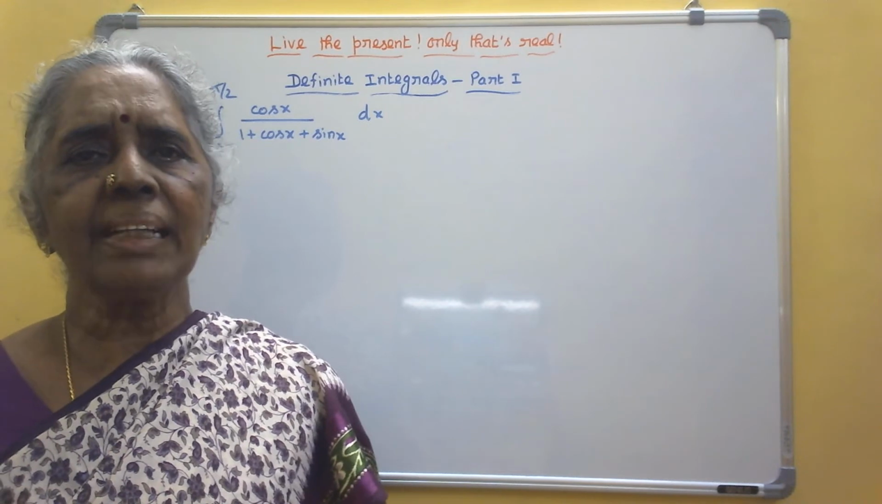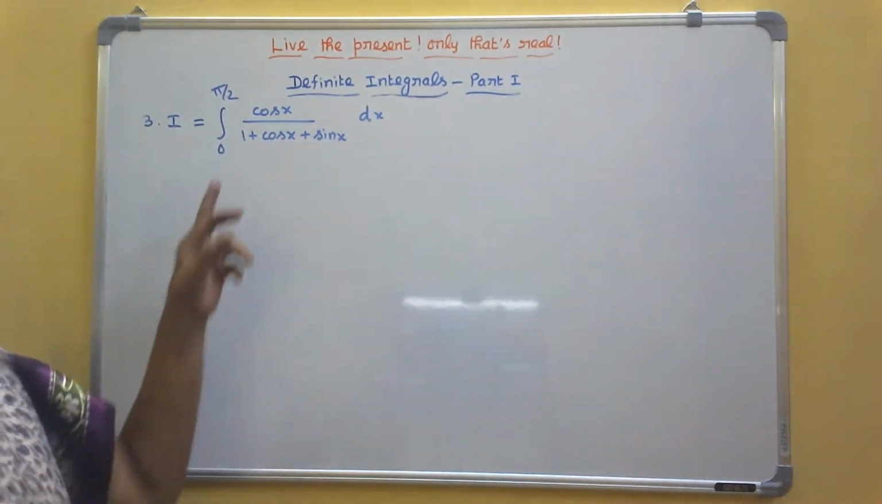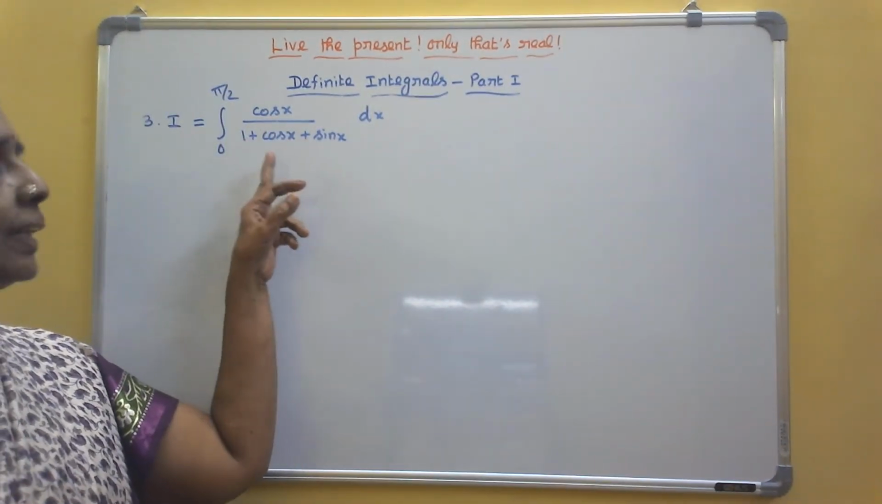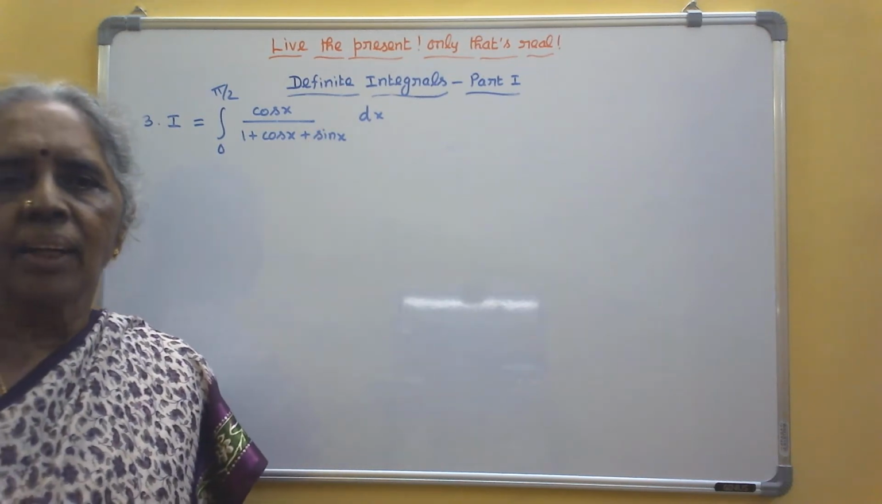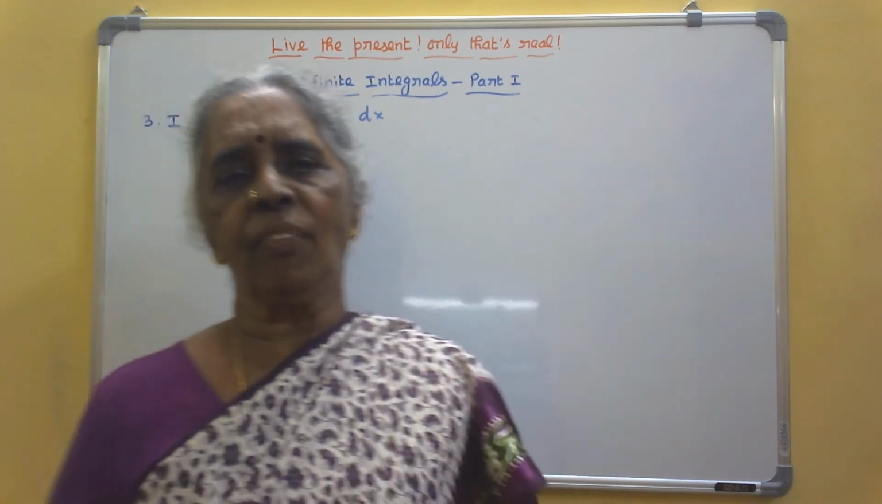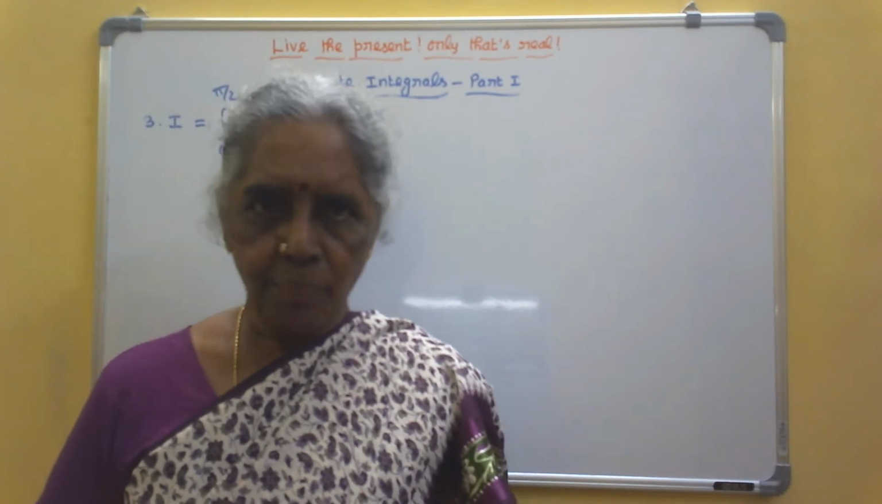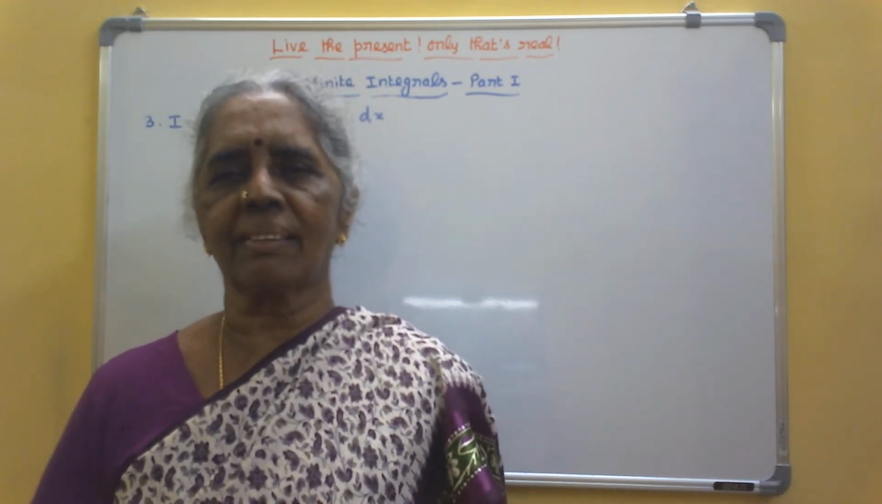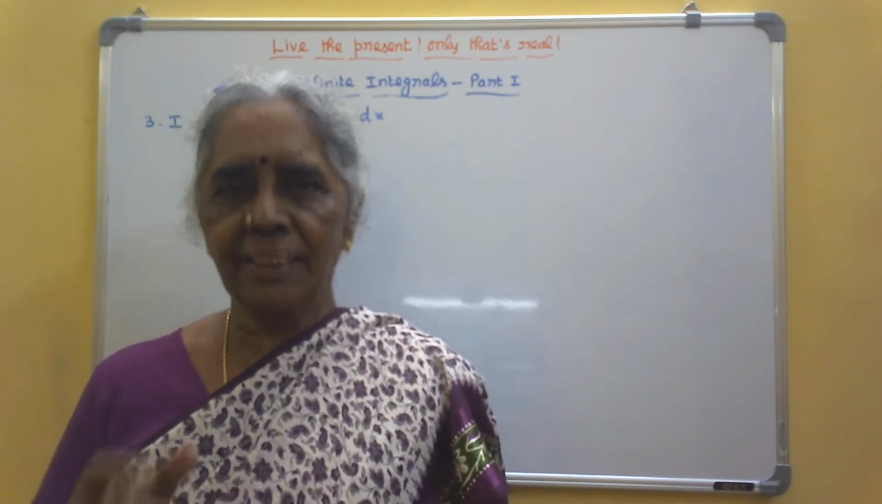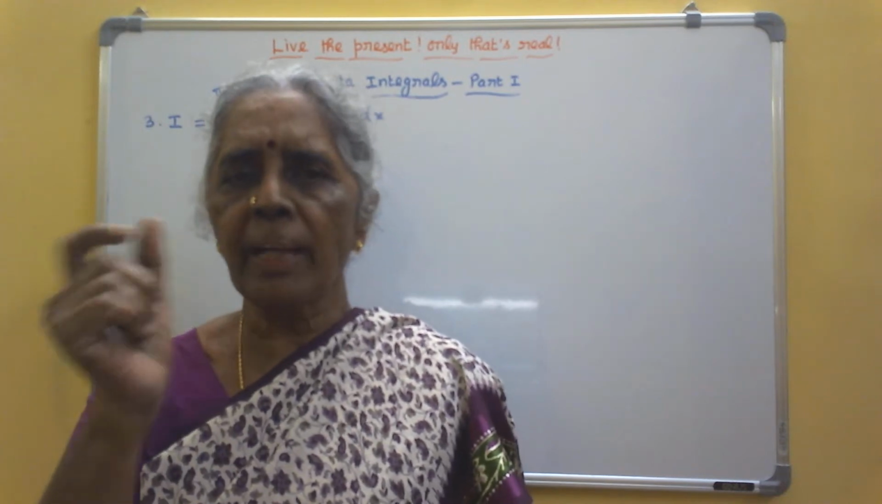Third sum, I is equal to integral 0 to pi by 2 cos x by (1 plus cos x plus sin x) dx. You know the half angle formula for cos x, for 1 plus cos x and also for sin x. So let us use it and see whether we are able to simplify the integrand.